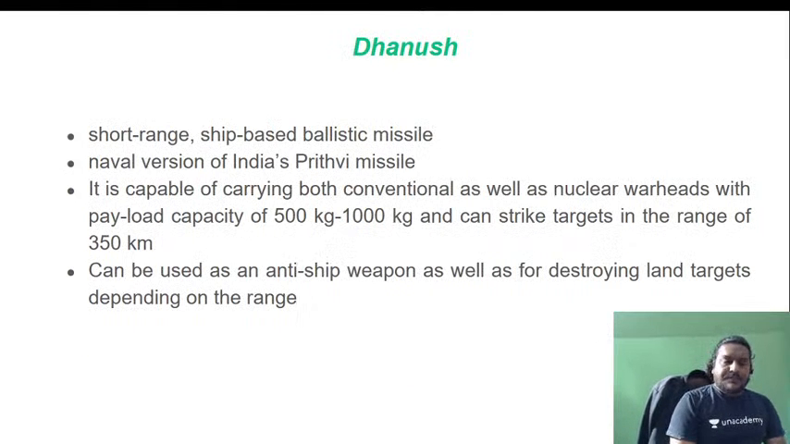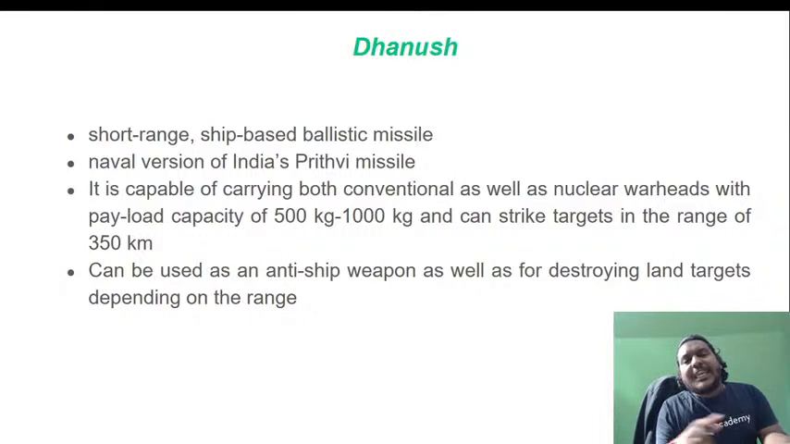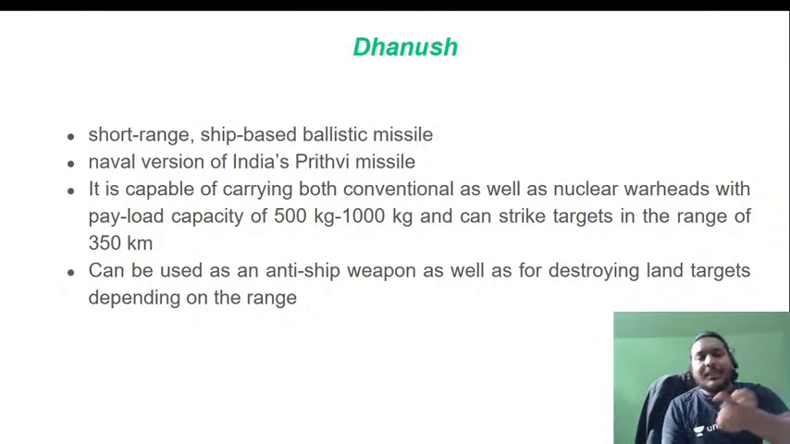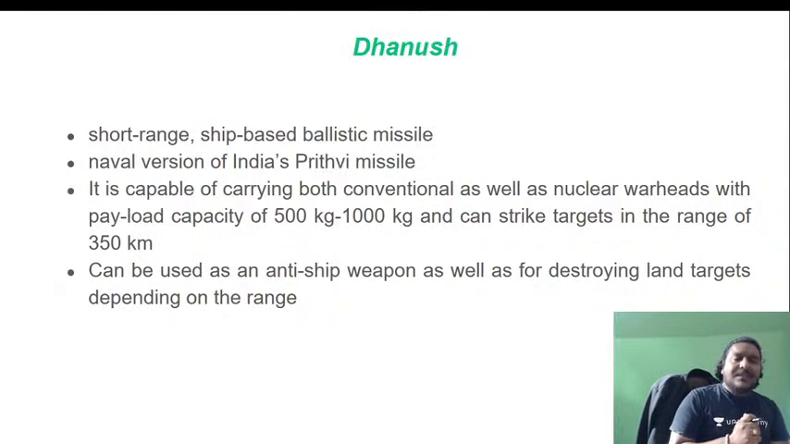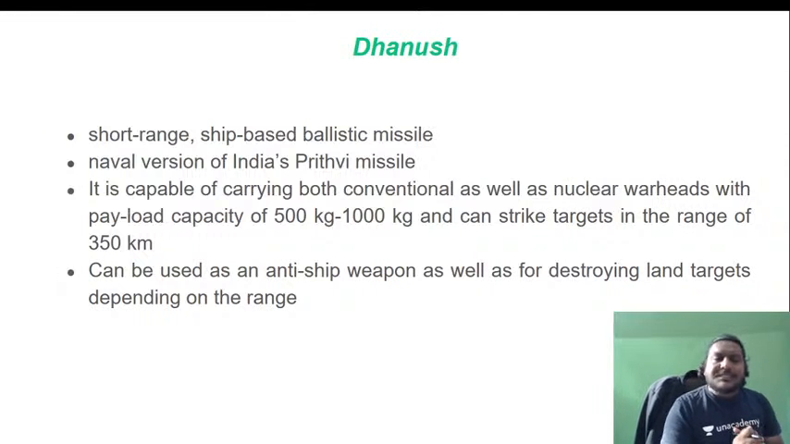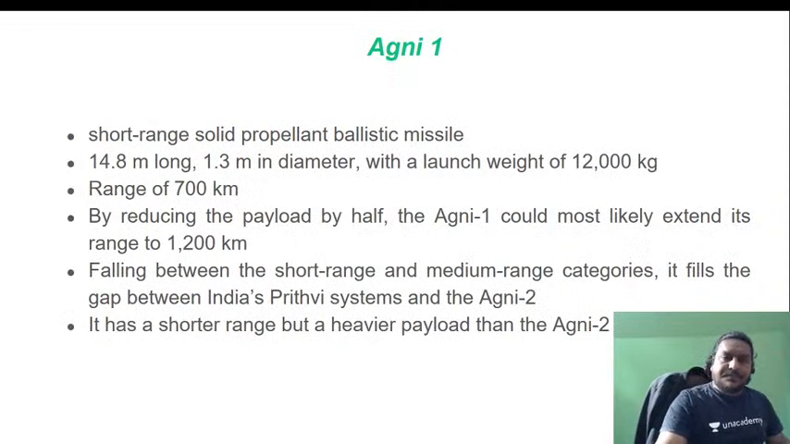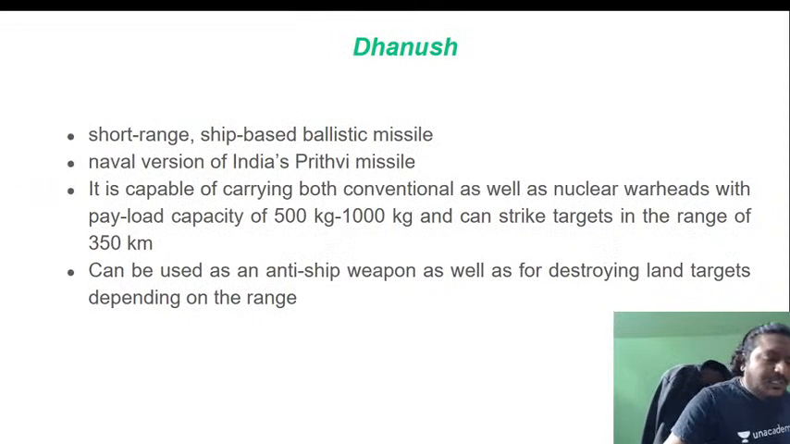Then we have Dhanush. It is also a short range ship-based ballistic missile. In one way you could say it is equal to the Prithvi at sea. That's a simple way. The Prithvi 3, in fact, you could say. Which means it can take conventional as well as nuclear warheads. Payload it could take is 500 to 1000 kg. Range is 350 kilometers. It could be used as an anti-ship weapon where we could hit targets from the sea to the land also. Okay, so that is about these particular things.